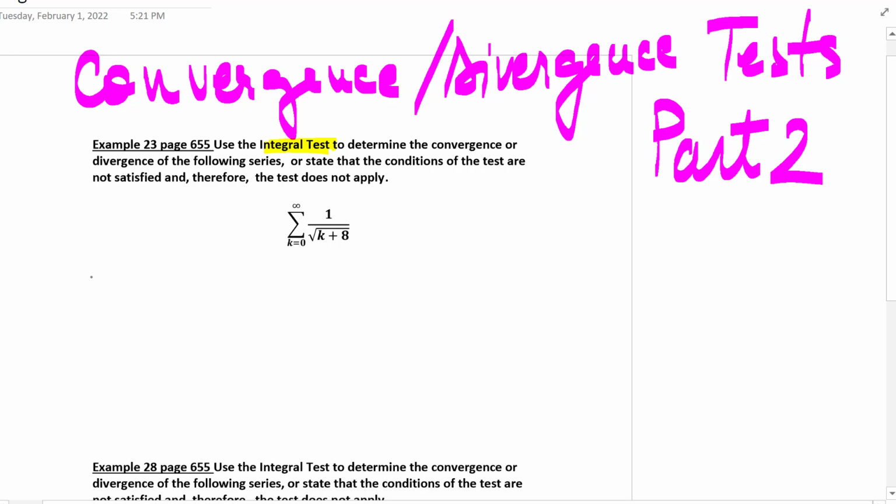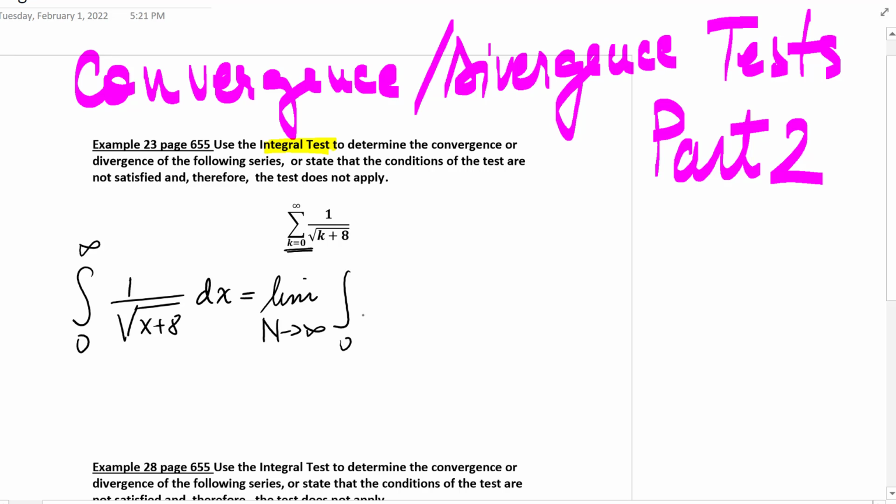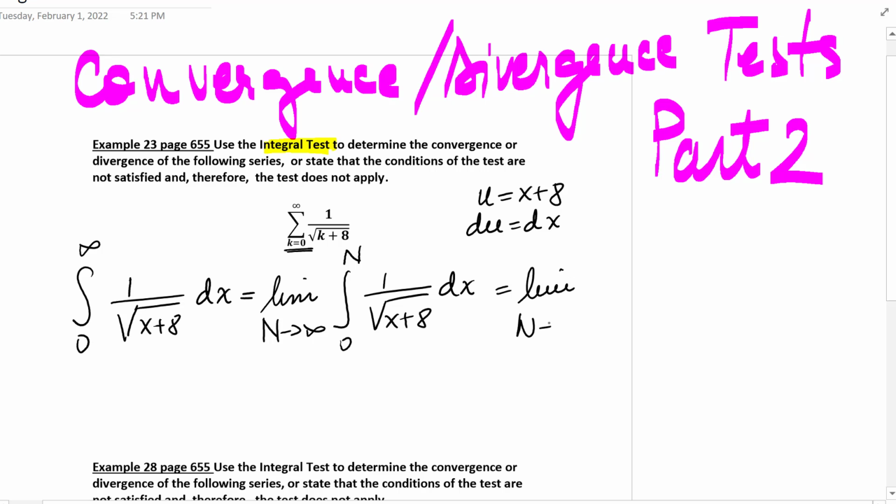So the integral test: it's the integral from 0 to infinity, because we start at 0, of 1 over square root of x plus 8 dx. We know that this is an improper integral, so I'm going to write the limit as n approaches infinity of the integral from 0 to n of 1 over square root of x plus 8 dx. I'm going to use substitution, so u equals x plus 8, du equals dx.